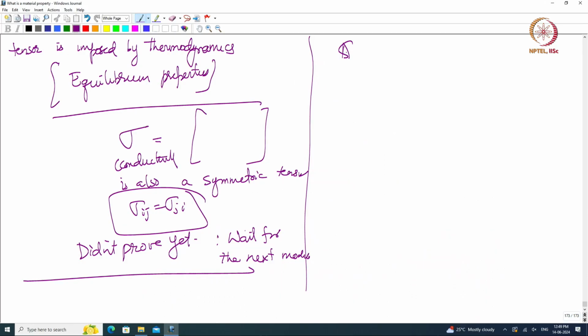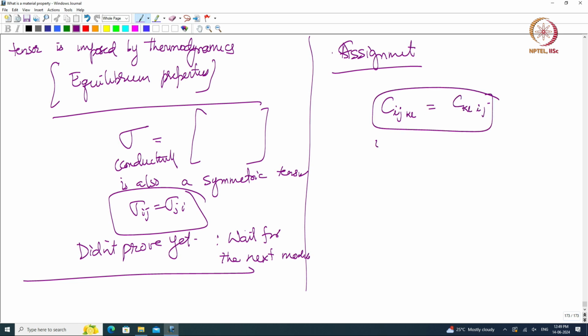Now, I will leave you with a simple assignment, where you are supposed to show me that Cijkl is the same as Cklij. This is a fourth rank stiffness tensor. Okay. With that, let us conclude this class. Okay. So, let us start with this in the next class. All right.